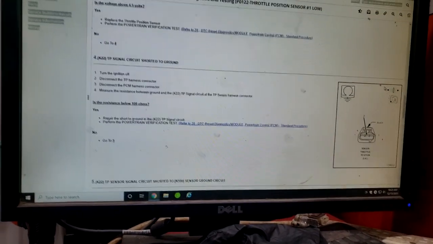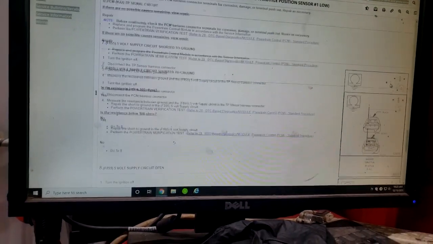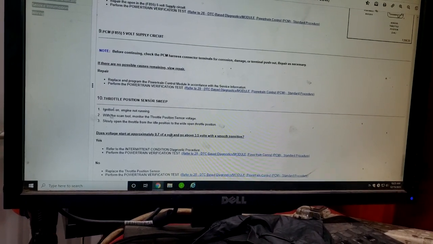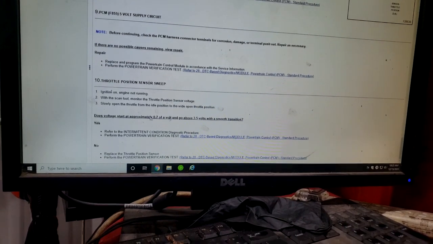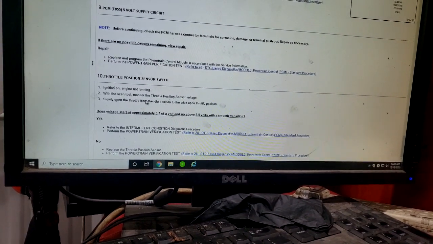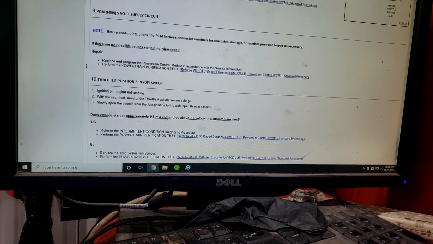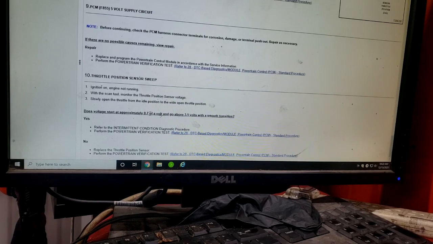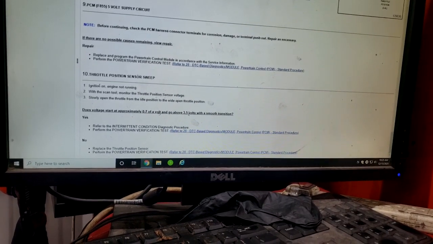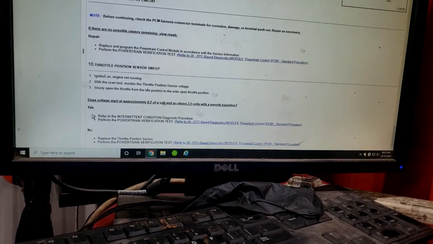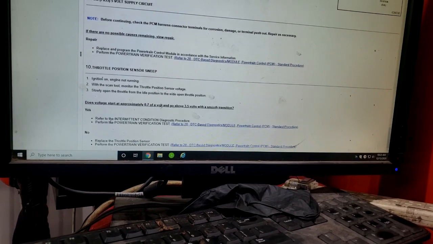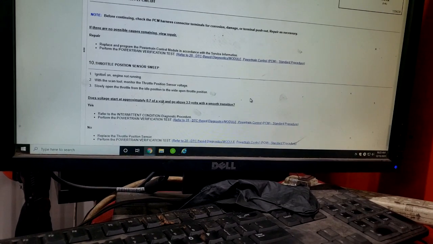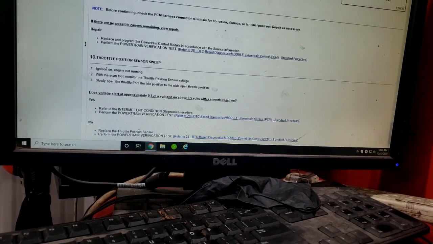Where is step 10? All the way down here. Step 10. Throttle position sensor sweep. Okay, ignition on, engine not running. With the scan tool, monitor the throttle position sensor voltage. Slowly open the throttle from idle to wide open. Does the voltage start at 0.7 and go above 3.5? See, I don't need a helper for that. If the answer is yes, refer to intermittent condition, meaning it's working properly now. If the answer is no, replace the throttle position sensor.